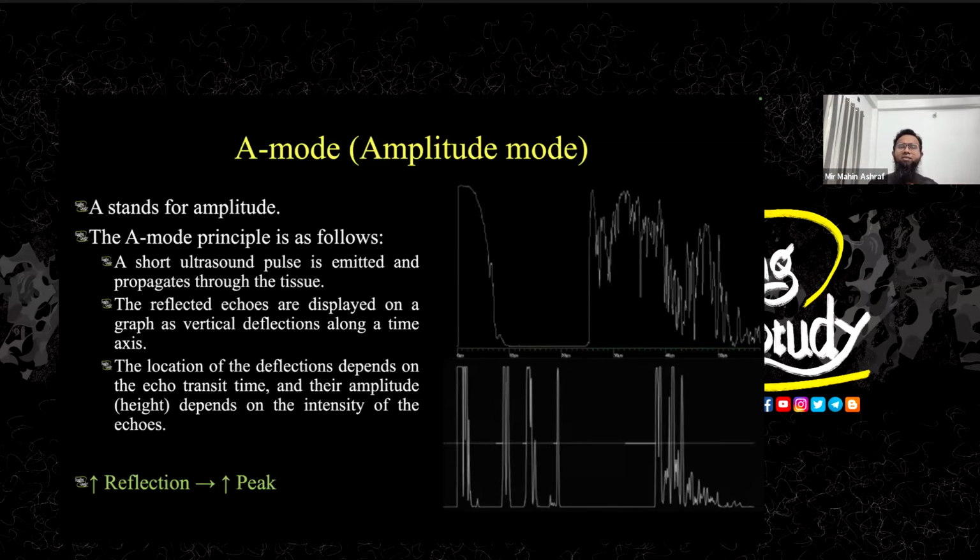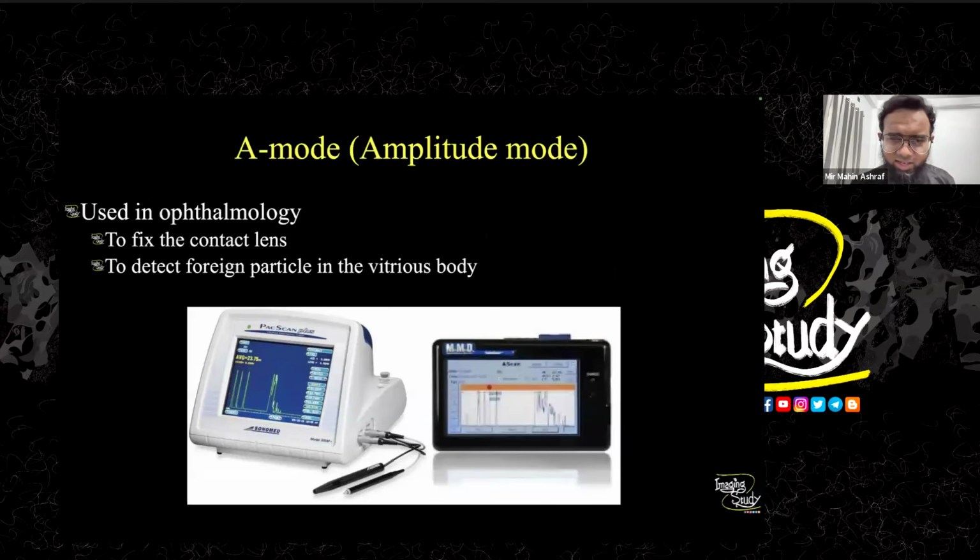So this A mode or amplitude mode is not actually used nowadays, but it may be used in ophthalmology. If you are an ophthalmologist, tell us whether you use it or not, because our book says there is use of A mode in ophthalmology. It is used to fit the contact lens and to detect a foreign body in the vitreous. But I think they use B mode ultrasound right now.